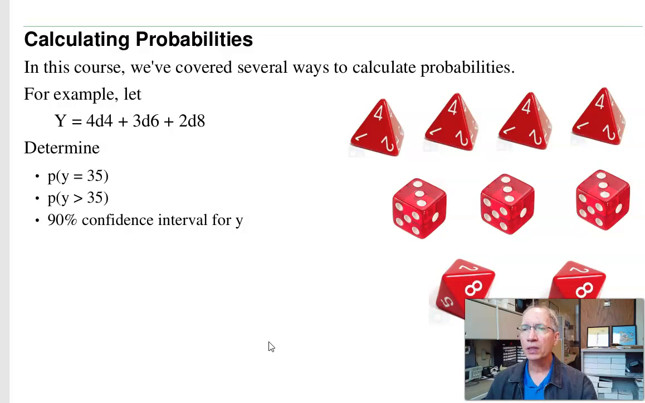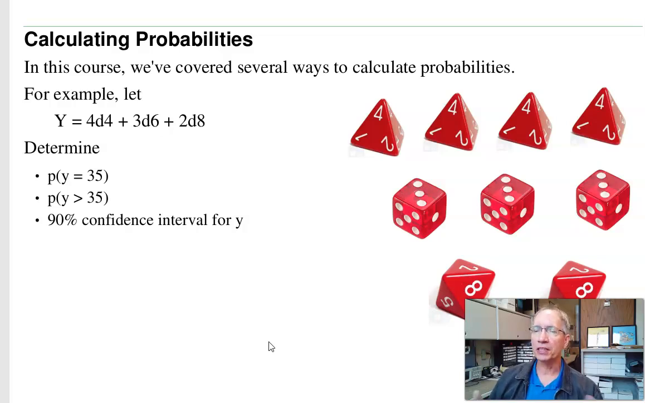So, a little bit of background. In this course, we're covering several different ways to calculate probabilities. And to give us something concrete to think about, suppose I'm rolling dice. I'm rolling four four-sided dice, three six-sided dice, two eight-sided dice, taking the sum. And I want to know something about the die rolls. Like, what's the probability of getting 35, probability of getting more than 35, or what's the 90% confidence interval?